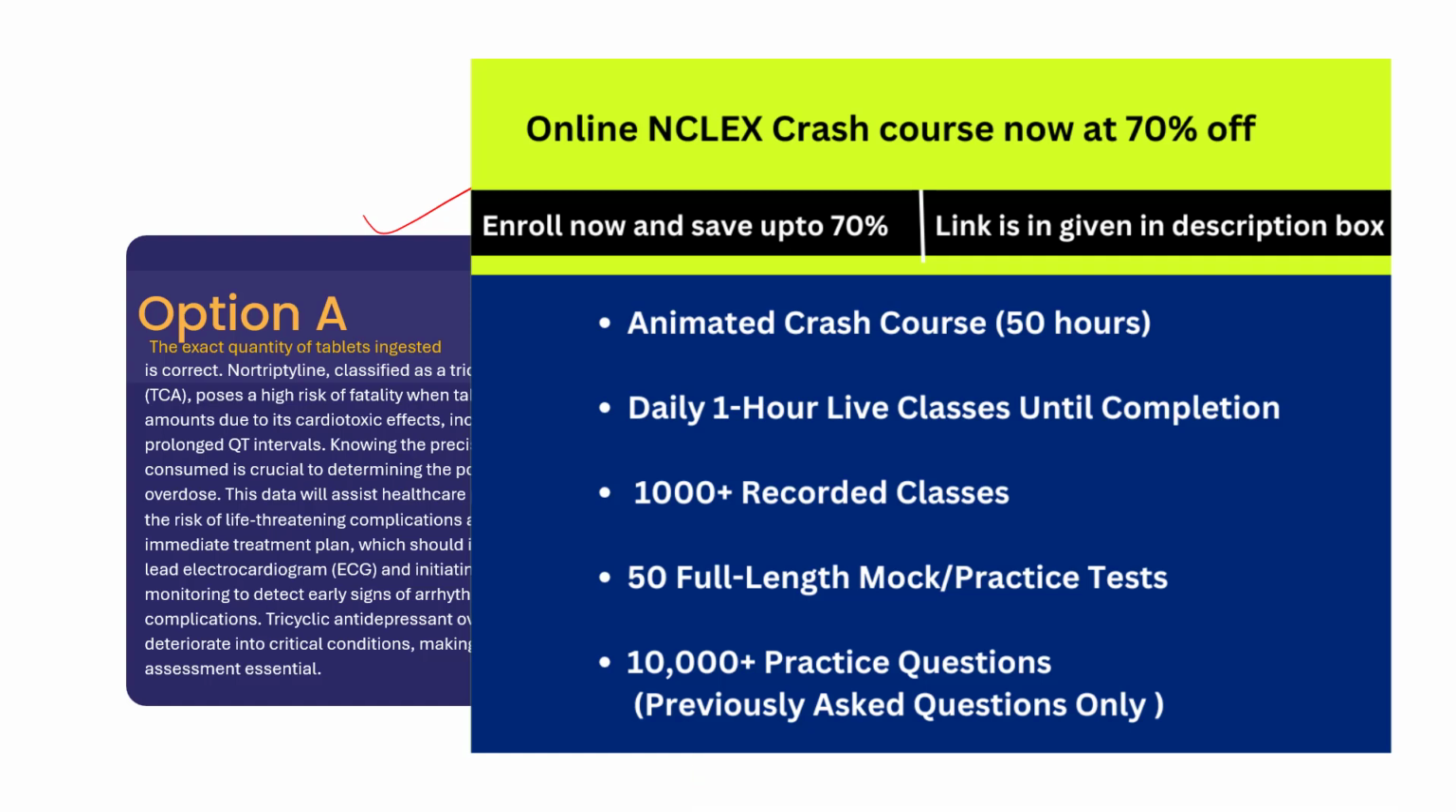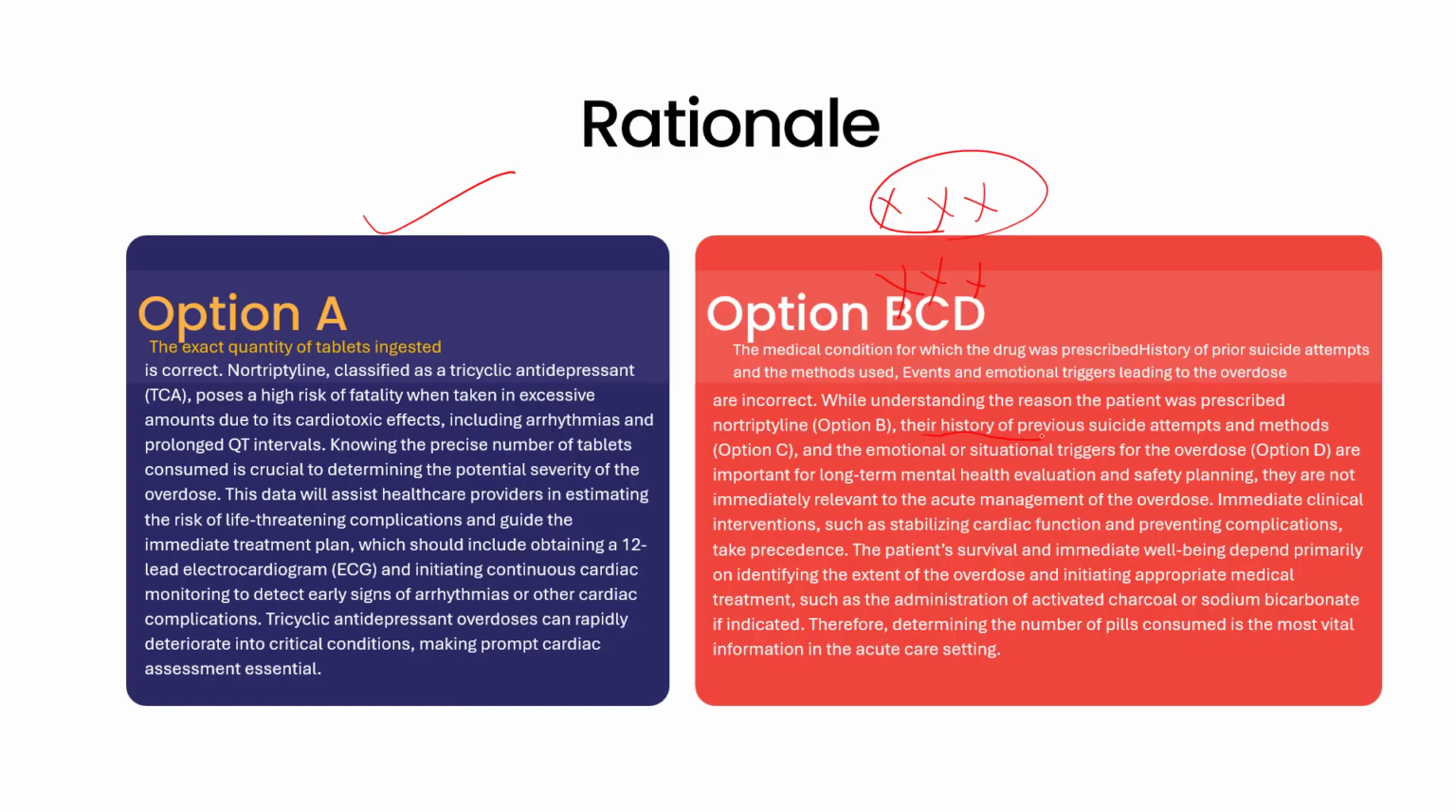B, C, and D are incorrect. While understanding the reason the patient was prescribed nortriptyline, option B, their history of previous suicide attempts and methods, option C, and the emotional or situational triggers for the overdose, option D, are important for long-term mental health evaluation and safety planning. They are not immediately relevant to the acute management of the overdose. Immediate clinical interventions, such as stabilizing cardiac function and preventing complications, take precedence.